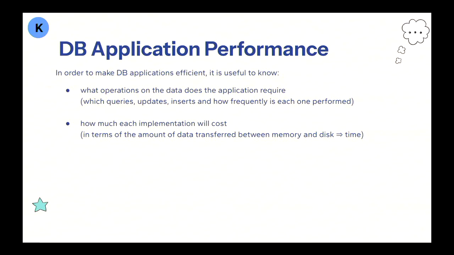So in order to make the DB applications efficient, to optimize the execution time, it is useful to know what operations on the data the application requires. So it's useful to know what kind of operations we need. And the second one is because there are different alternatives for implementing the same mechanism of data retrieval, we need to know how much each implementation will cost.